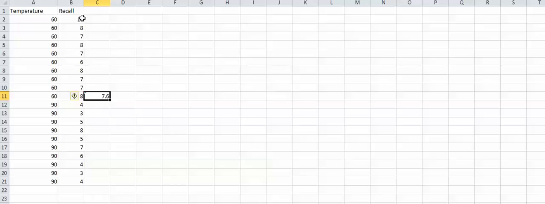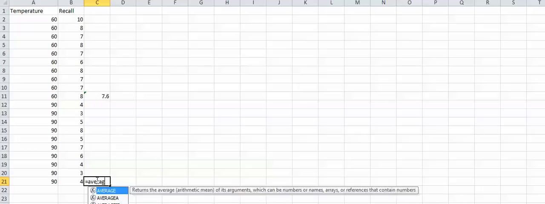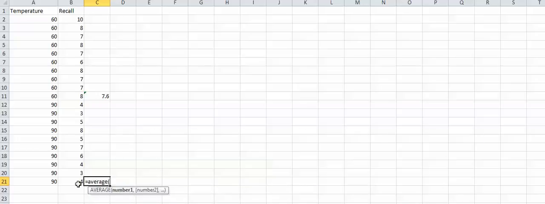So all it did was just add the 10 scores and divide the total by 10 to get an average. And it was 7.6, which is pretty good for recall. They were able to remember an average of 7.6 items. Down here, we can calculate the average of the 90-degree participants. Equals average, parentheses, highlight their 10 recall scores, and then close the parentheses and press enter. Their average was only 4.9.